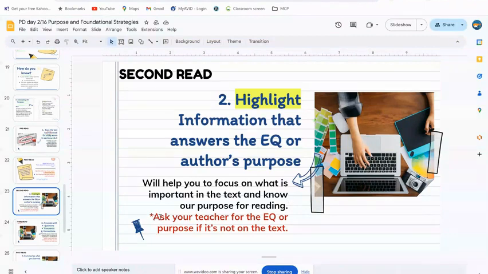Also, you know, I tell kids, ask your teacher for the EQ or the purpose. If your advocates are giving you a hard time, it's because they're in the practice of asking that. They also, though, can try to figure it out on their own. So I just wanted to throw that out there.